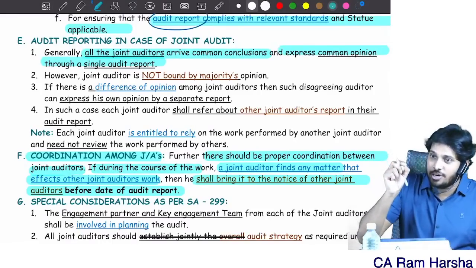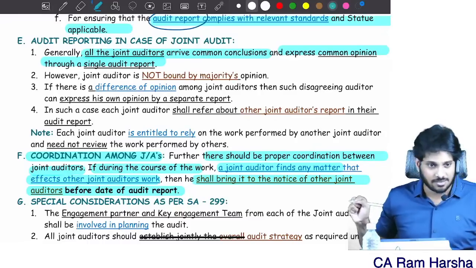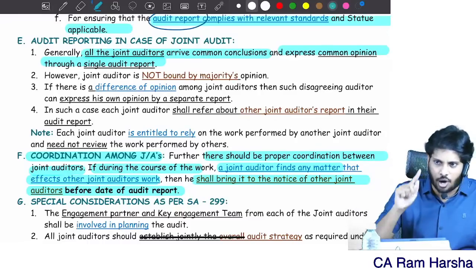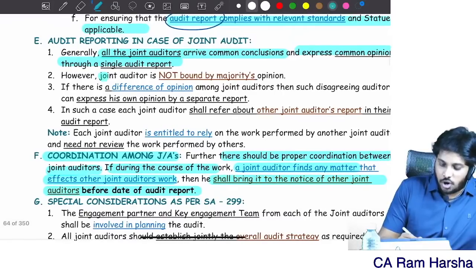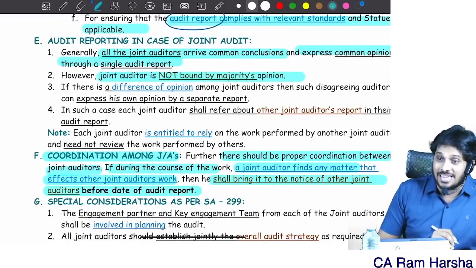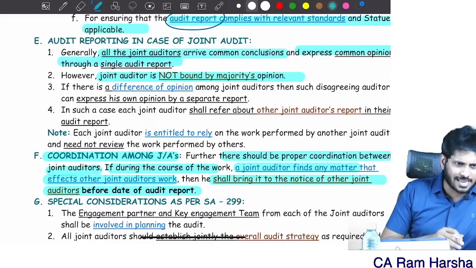State Bank of India audit report, you see only one audit report. Below, 12 joint auditors signed it. 12 joint auditors signed means all the joint auditors will come and give only a single report. Joint auditor is not bound by majority. Does it mean all the joint auditors should only give a single report together collectively?